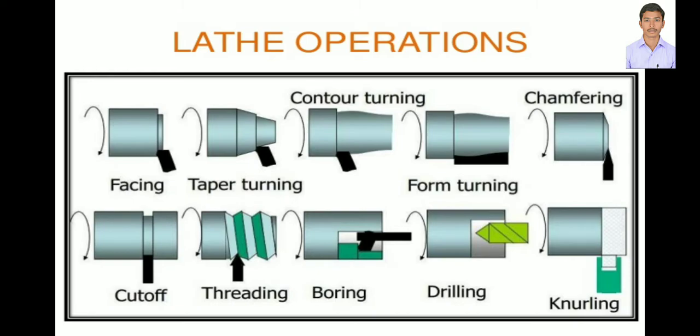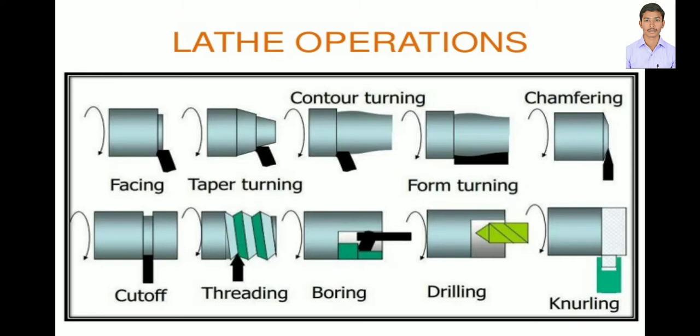And taper turning. One end of the workpiece is tapered. The end of the workpiece has a small diameter, and toward the middle it has a somewhat larger size. So, that is taper turning. Here also the material is removed as chips, layer by layer, during the operation.